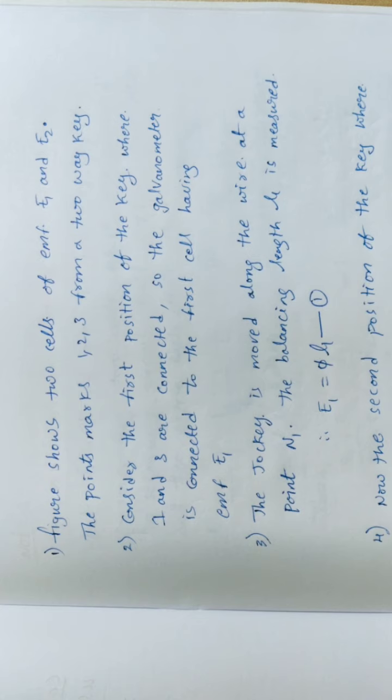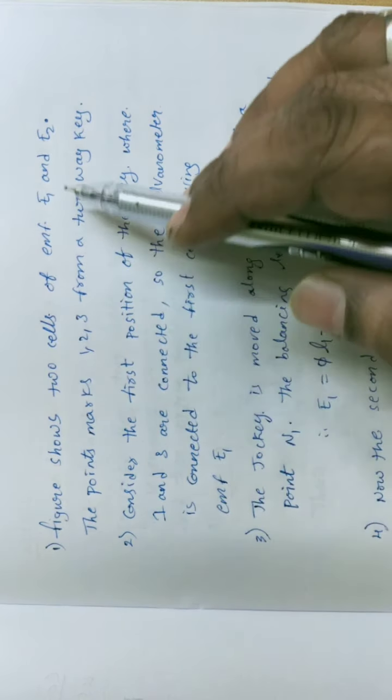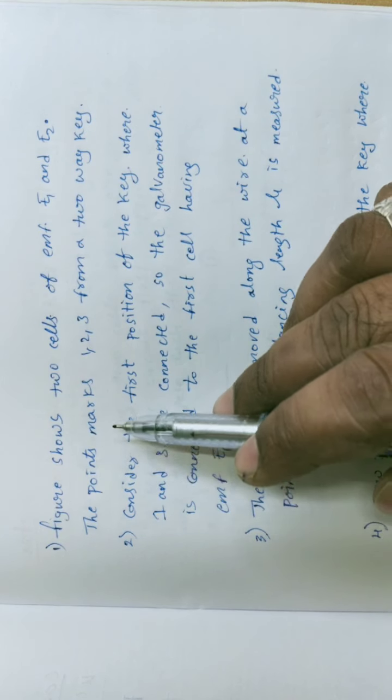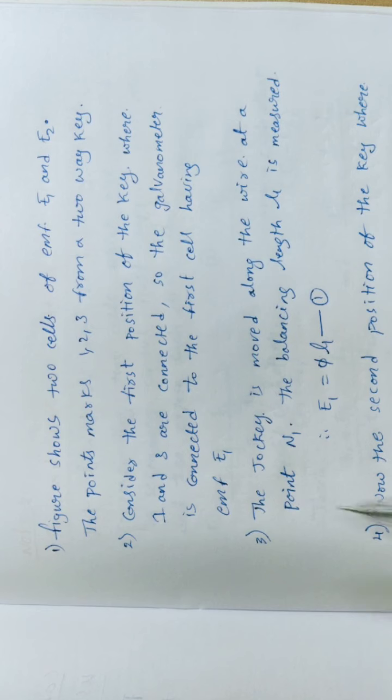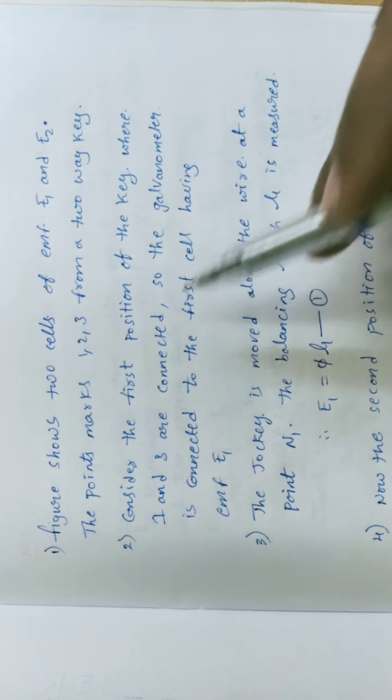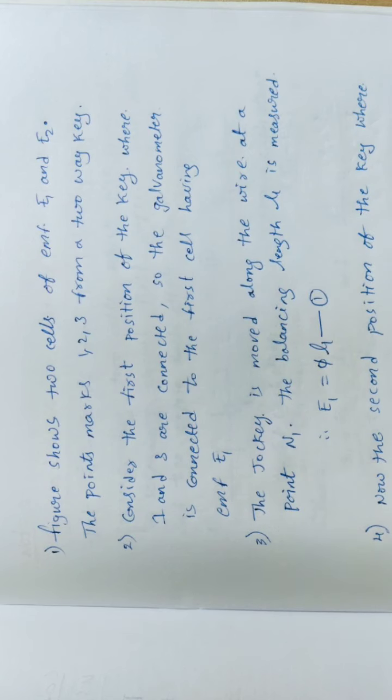Okay students, the same things once I am repeating here. The figure shows two cells of EMFs E1 and E2. The points marked 1, 2, 3 form a two-way key arrangement. So now we are going one by one, point-wise. Consider the first position of the key where 1 and 3 are connected.